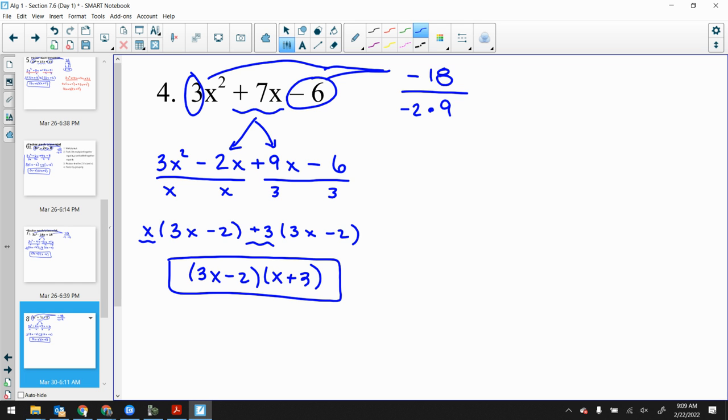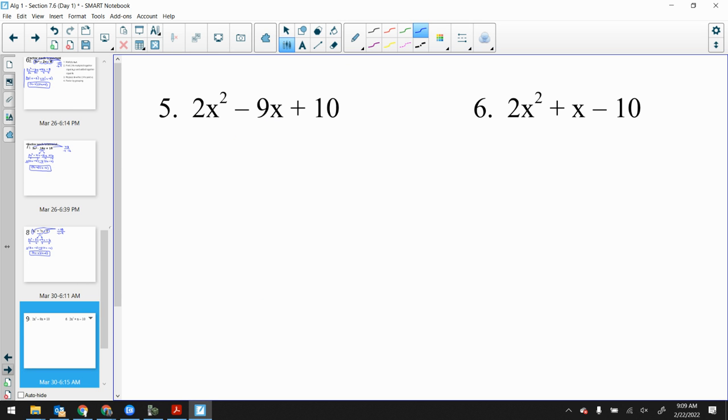Let's keep going. I'd like to do 5 and 6 before we finish today. 5 and 6 are very similar problems. The only difference is the signs and the number on the inside. Both of them require the factors of 20. Number 5 requires the factors of positive 20 that add together to get negative 9.